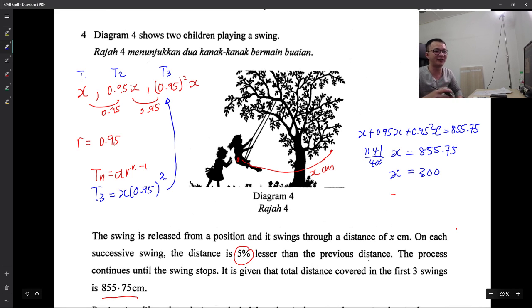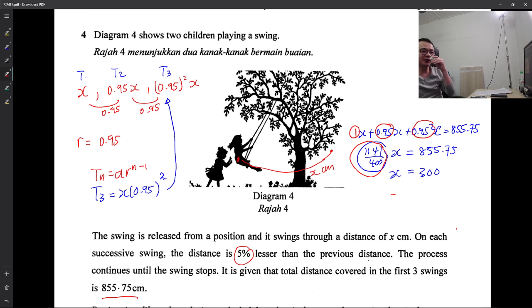If some students are still very confused, the 1141 over 400 is basically I take out all the coefficient of x. The coefficient of x is 1, right? The coefficient of x is this number and this number, right? So I sum 3 of them, then I get this number. Of course, if you are not using this calculator, you use the black color one, you will get the decimal.